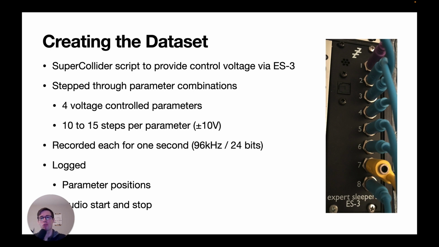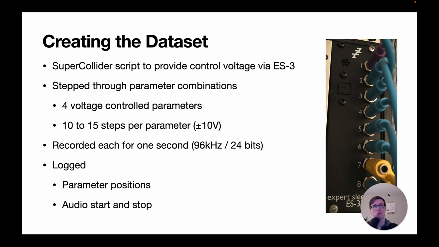So using 4 voltage controlled parameters on the Serge Modular, each having around 15 different discrete steps, that would be 15 to the power of 4, which is 50,625 different parameter combinations, so about 50,000. Once each one of these parameter combinations was sent to the Serge system, we recorded the audio for 1 second. We initially recorded this at 96 kilohertz and 24 bits, but because this ended up being a huge amount of data, for our actual analysis and playback, we chose to reduce this down to 44.1 and 16 bits.